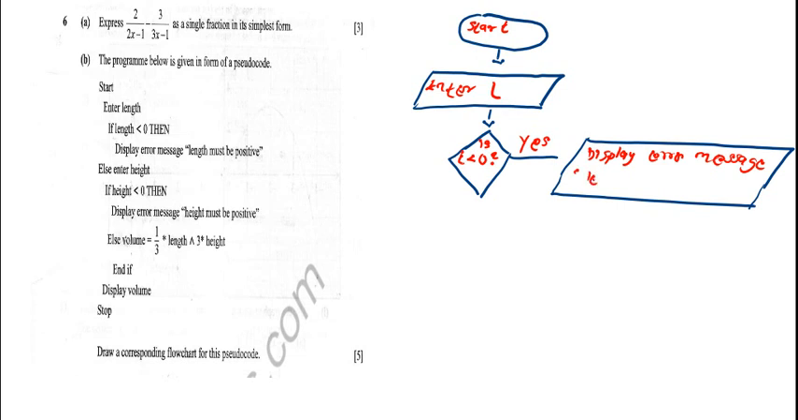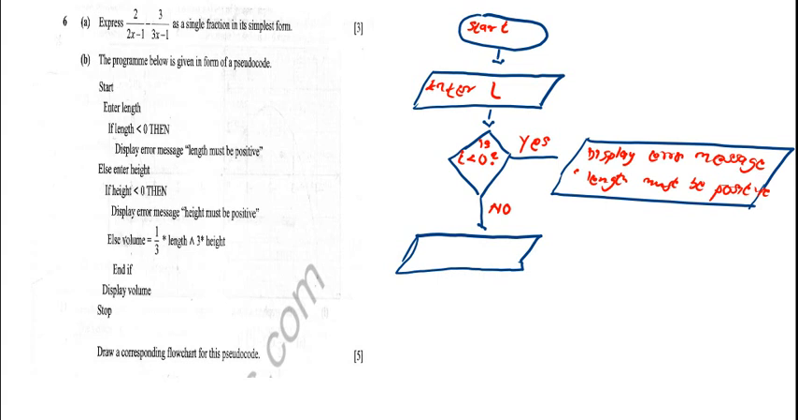So you say length must be positive. And then else, so you continue down here. Else we know it is no, so write a no. Else enter height. So again we are writing a parallelogram.